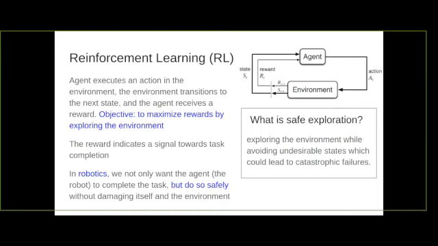However, in robotics, we not only want the agent to complete the task, but do so safely, without damaging itself and the environment. So what is safe exploration? Safe exploration is this idea of avoiding undesirable states in the environment that could lead to failures that are catastrophic in nature. For example, the robot breaking itself or breaking the environment or damaging the humans that are interacting with the robot.